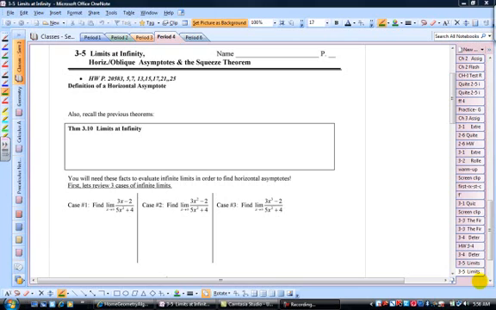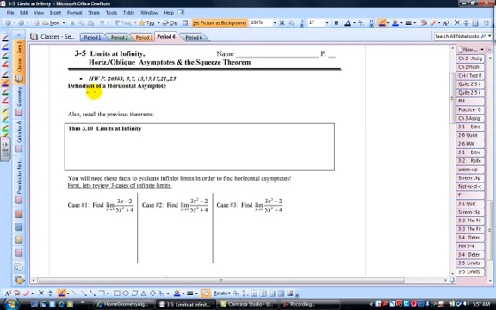We're in Section 5, Chapter 3, and we're going to be talking about limits to infinity and how to use them to find horizontal and oblique asymptotes. And we'll also use the squeeze theorem sometimes to help us out. So let's first define what it means to be a horizontal asymptote.